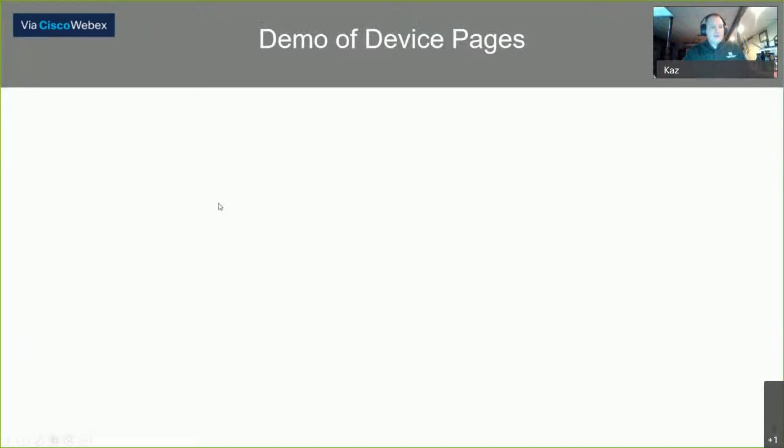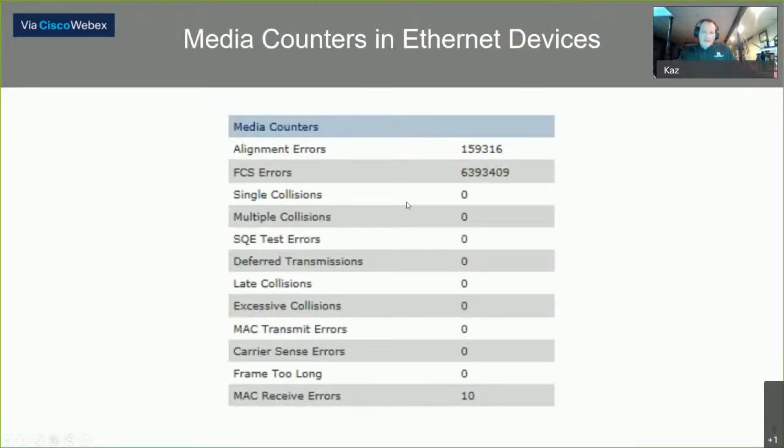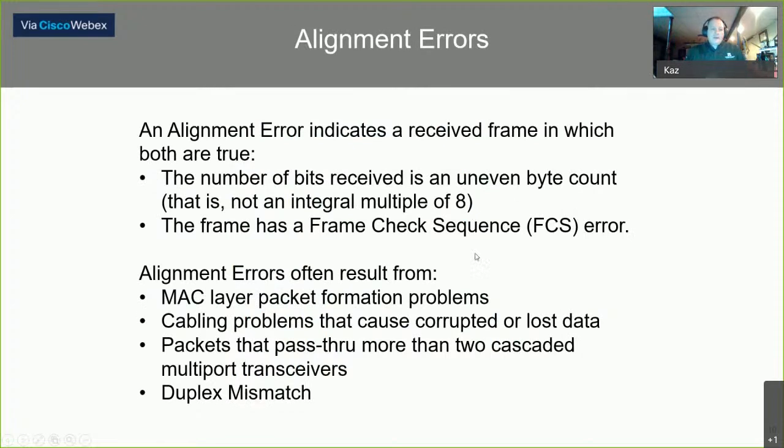Okay, so those media counters that I was referencing are very important. We're going to take a quick look at what each of those really means. So, alignment errors: any packet that's on the network is supposed to have a byte count that's a multiple of 8. 8 bits is a byte, and if you have an uneven byte count, you get an alignment error.